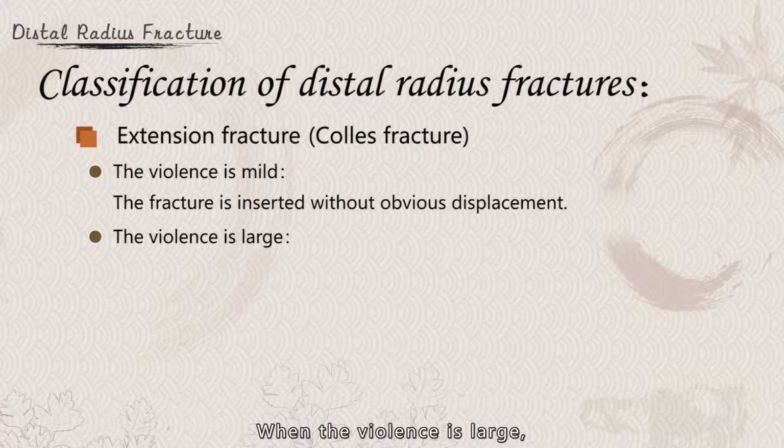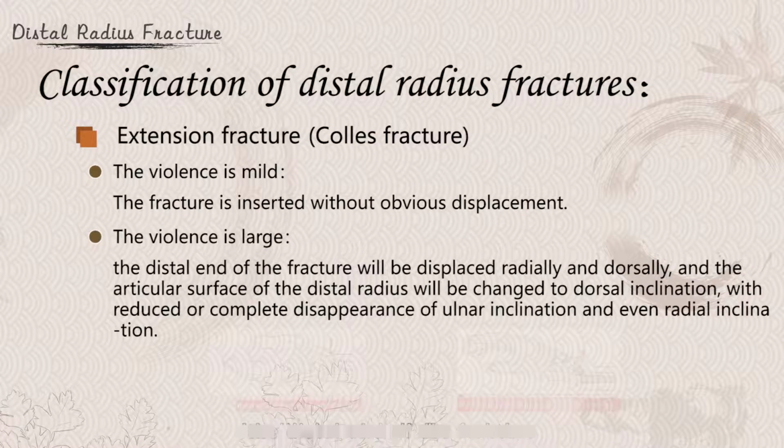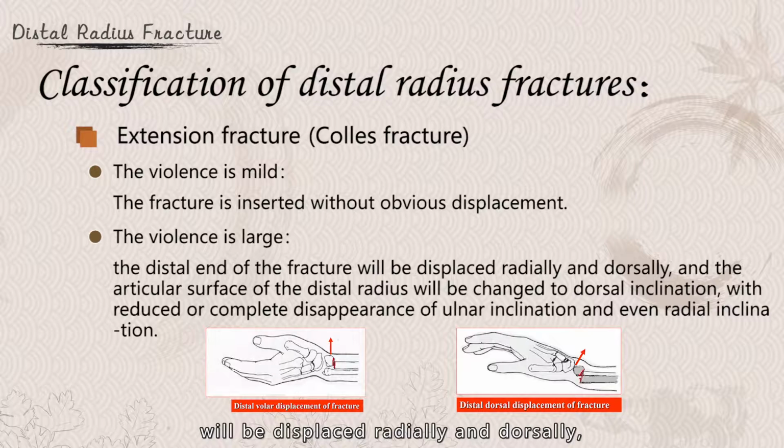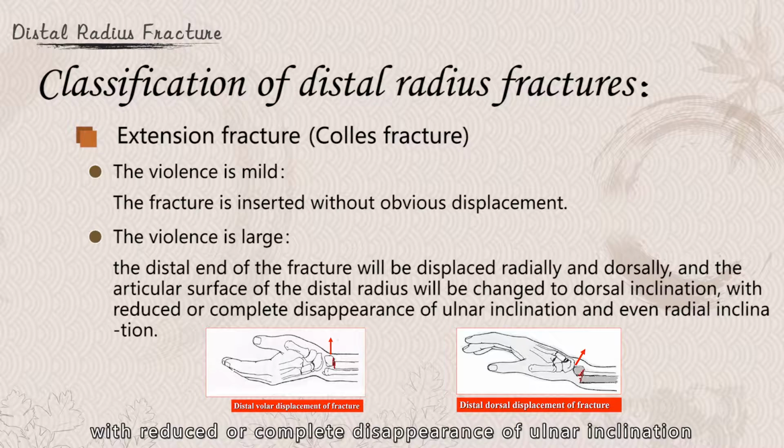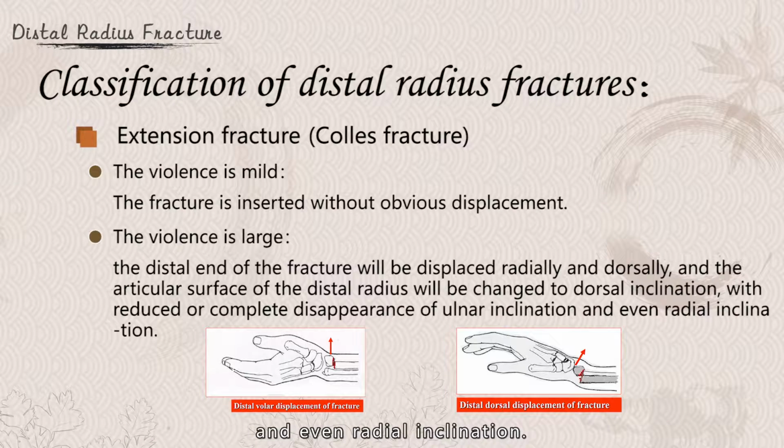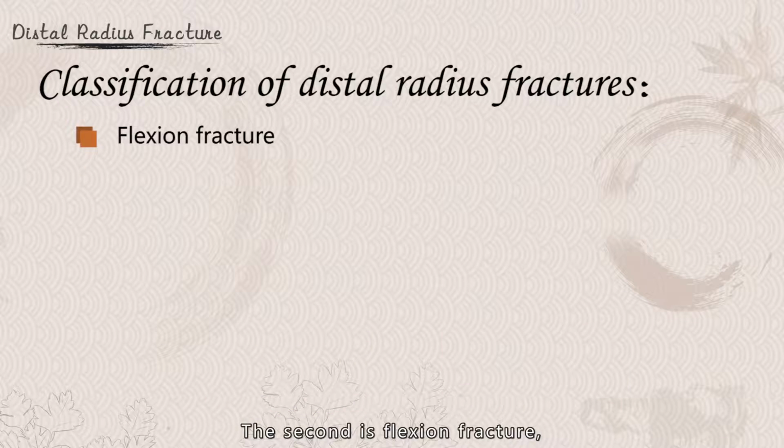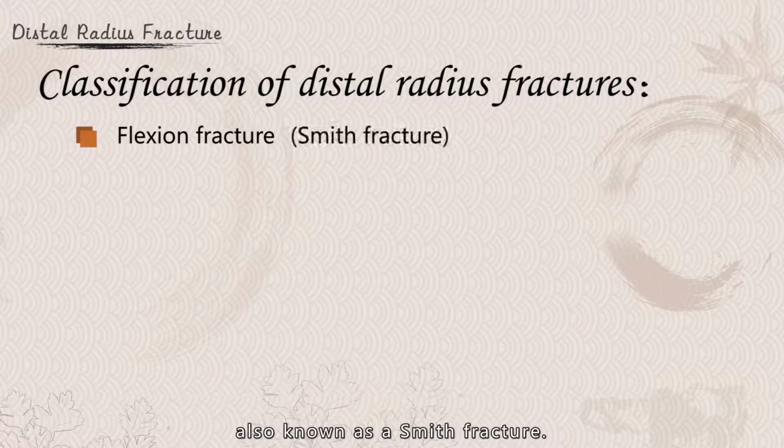When the violence is large, the distal end of the fracture will be displaced radially and dorsally, and the articular surface of the distal radius will be changed to dorsal inclination, with reduced or complete disappearance of ulnar inclination and even radial inclination. The second is flexion fracture, also known as a Smith fracture.